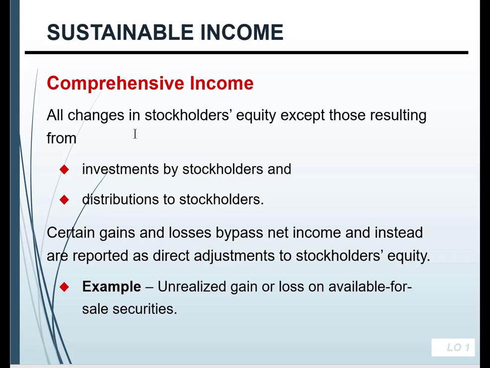Comprehensive income, this is just any changes in equity except those resulting from investments and distributions. So what other kinds of things fall into this example? It could be something like an unrealized gain or loss on some securities that you own, right? So essentially what they're saying, there's certain kinds of income that bypass net income. And they're just reported directly as adjustments.